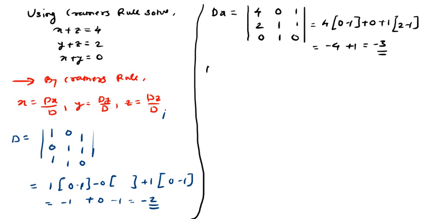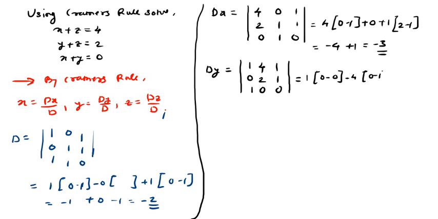In a similar way we can calculate dy. dy will be again the determinant, but instead of the coefficients of y, we will write the constants 4, 2, 0, and the remaining terms will be as they are, 1, 1, 0. Solving this determinant, this will be 1 into 0 minus 0, then minus 4 into 0 minus 1, plus 1 into 0 minus 2. Solving this, this will be 0, then minus 1 into minus 4 plus 4, and minus 2, which is equal to 2.